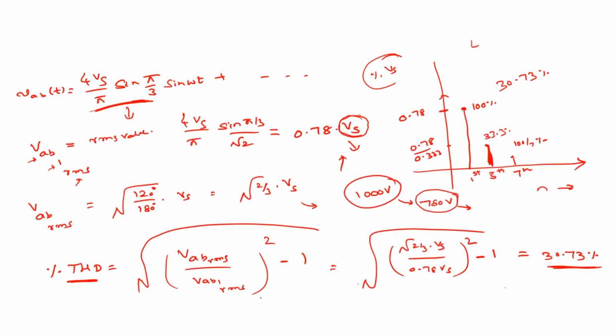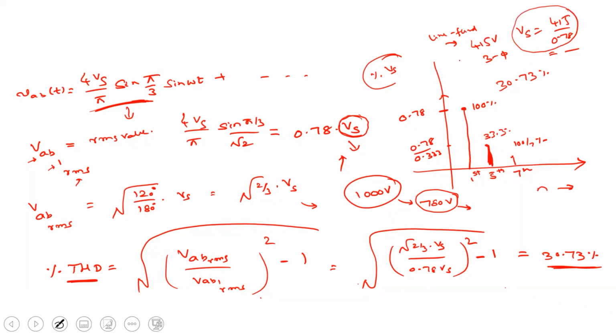For example, you are designing a 415 volts three-phase inverter. This 415 volts is the line-to-line fundamental voltage. So to select Vs, it is 415 volts by 0.78. That is the value of Vs. If you have this much DC voltage, then you can obtain a 415 volts fundamental waveform in the output voltage. That is the minimum value that is required.